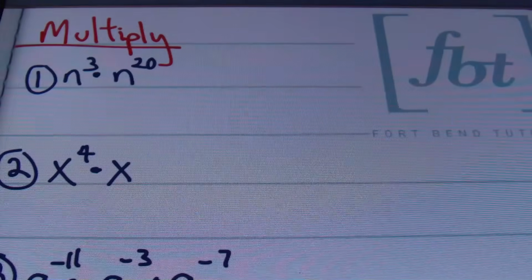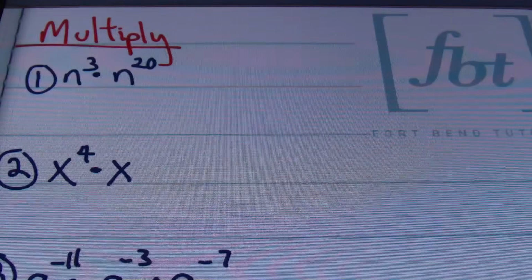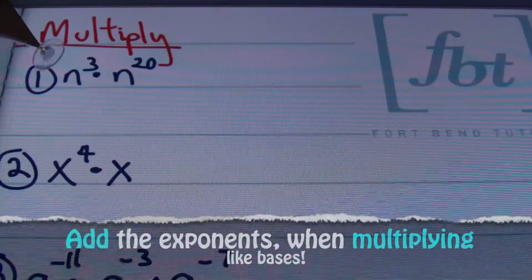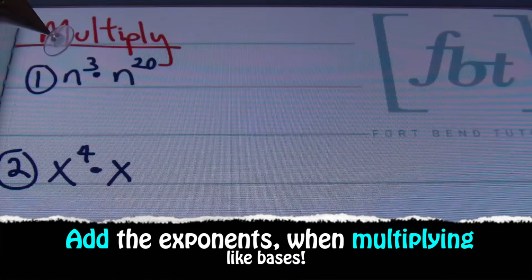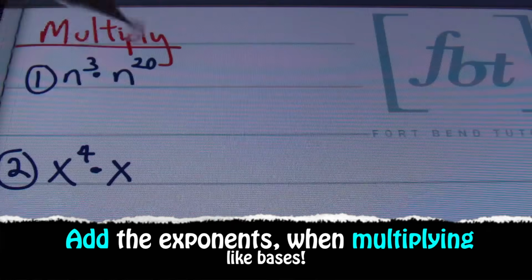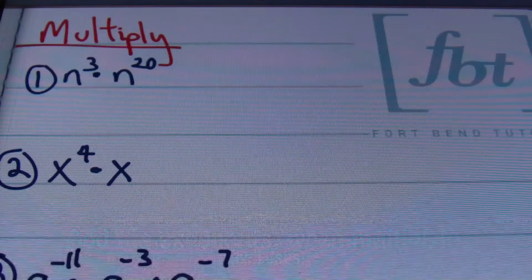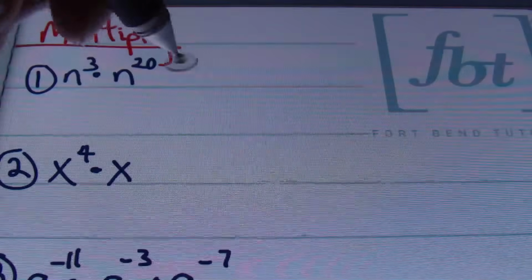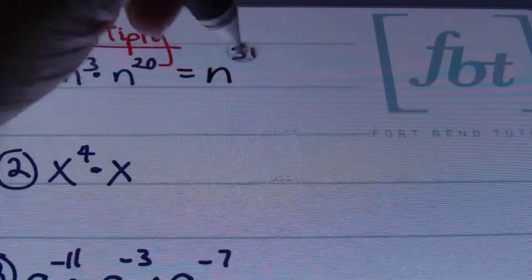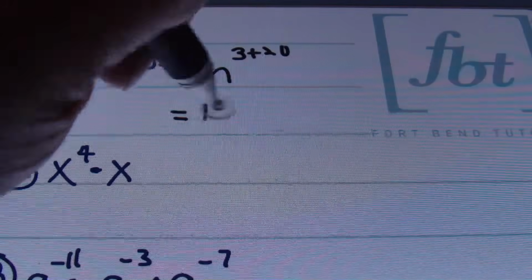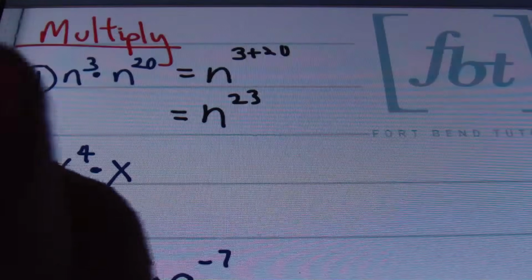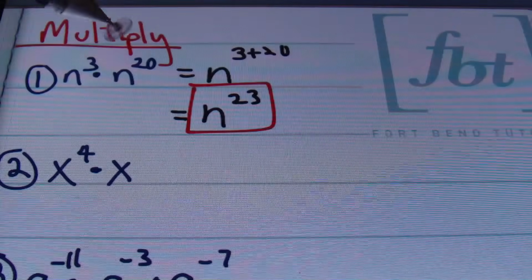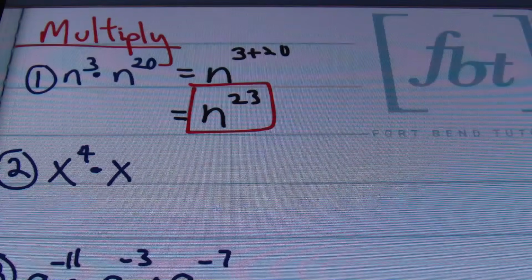All right, here they're asking us to multiply. Anytime you're multiplying like bases, all you have to do is add the exponents, ladies and gentlemen. So the product rule for exponents with integers is when you are multiplying like bases, you will simply add the exponents. In other words, n to the 3rd power times n to the 20th power results in n to the 3 plus 20. Well, 3 plus 20 is just simply 23. So my answer here is just n to the 23rd power, and that's it. So remember, multiplying like bases, just simply add the exponents together and you'll get your answer.